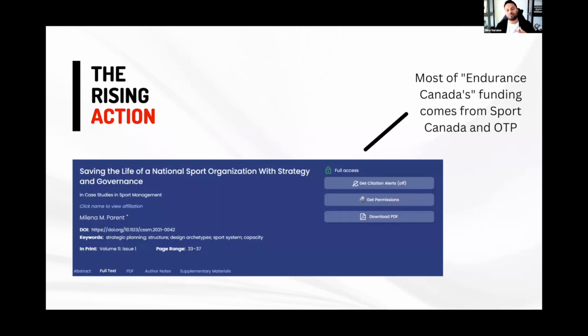And one example of this from Case Studies in Sport Management is the case entitled Saving the Life of a National Sport Organization with Strategy and Governance. And that was authored by Milena Perron. And it's one of our newer cases in Case Studies in Sport Management. So feel free to access that. We'll talk about that a little bit later as well. But here for the rising action, what I'd like to identify is one of those key breadcrumb pieces.